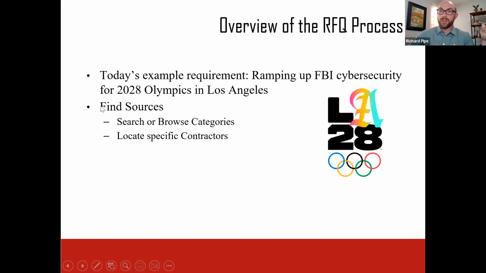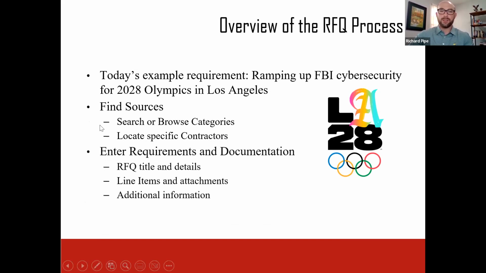So what we're going to show you, as we're in the tool using this example, is how to find sources. You can do that either via a keyword search, a NAICS code search, or even by simply browsing if you know what type of work you're looking for. We can show you how to locate specific contractors. I'm going to walk you through how to enter your requirement, with some tips on using the requirement title field appropriately to make sure you're garnering the most attention for your requirement.